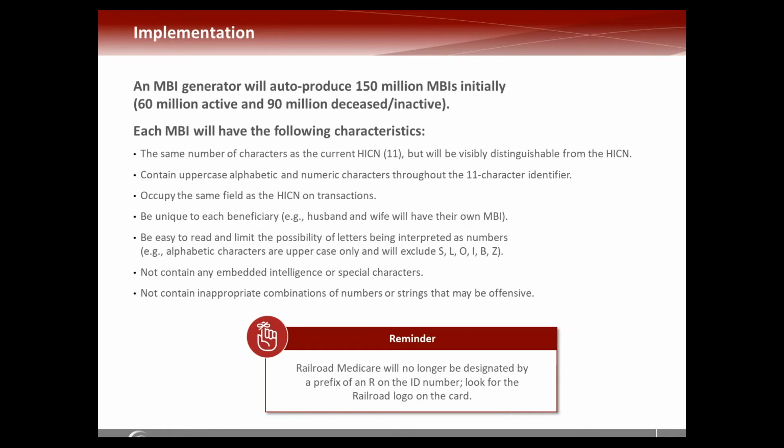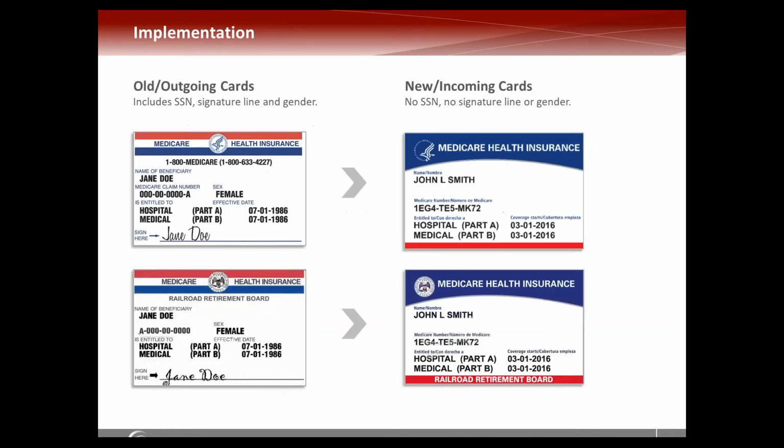Now, another difference in the MBI is for railroad Medicare. No longer will it be designated by the prefix of an R on the ID number. Instead, you want to take a look at the differences in Medicare cards between railroad new and railroad previously. And in a moment, we'll talk about some of the changes in the cards. On the left-hand side, you'll see what the old cards look like. And on the right-hand side of the screen, you'll see the new cards.